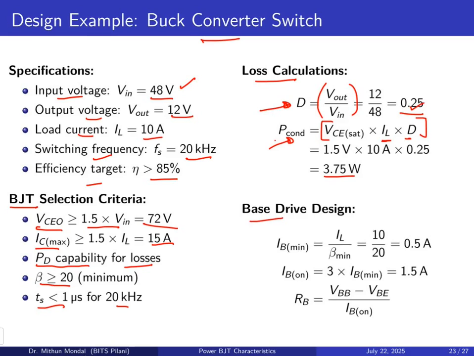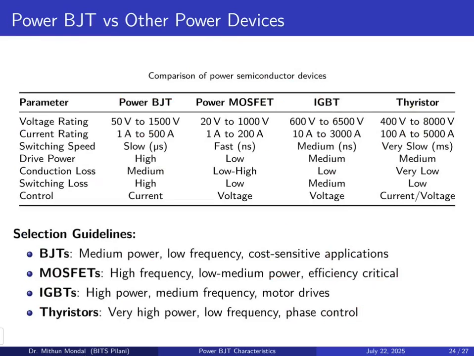The base drive design, where you need to find the base current minimum, which is the ratio of the load current by beta, which is 0.5 ampere. Base current on should be 3 times the base current minimum, so it will be 1.5 ampere. And the resistor of the base, which is coming from Ohm's law, is the difference of the voltage at the base and base emitter voltage divided by the base current in the on state. So you will get what value of the resistor you need to connect.